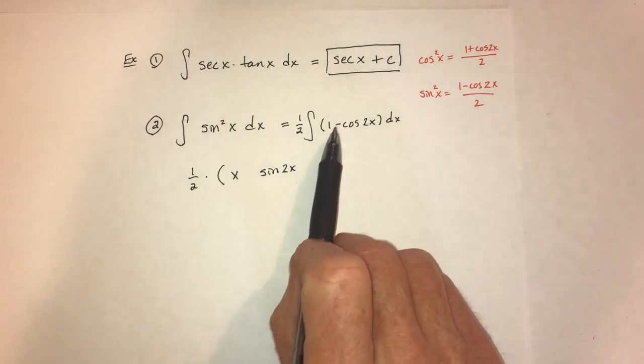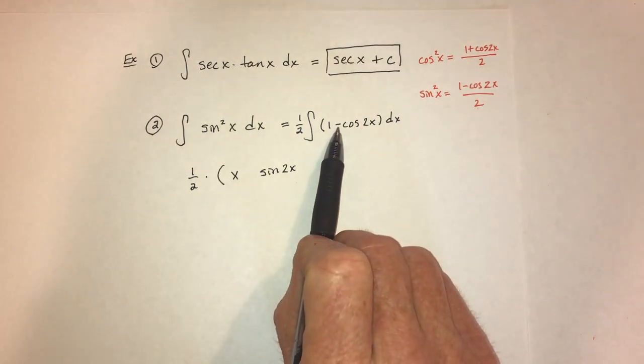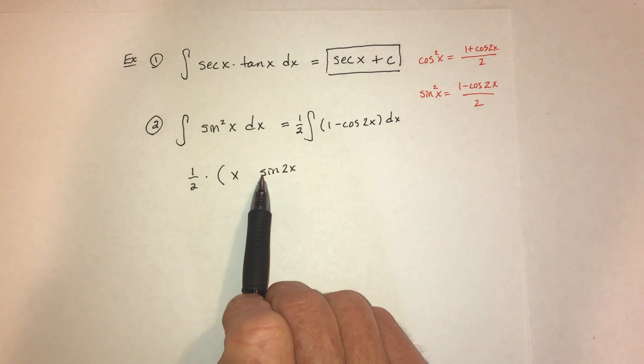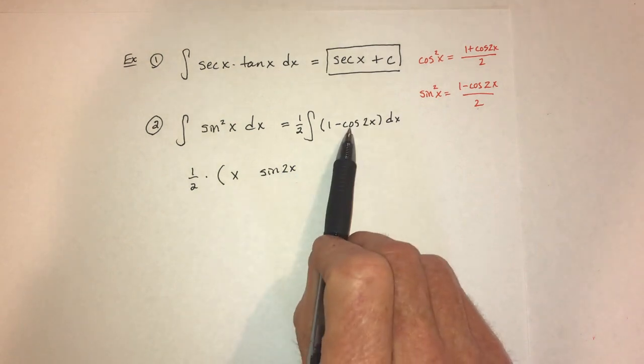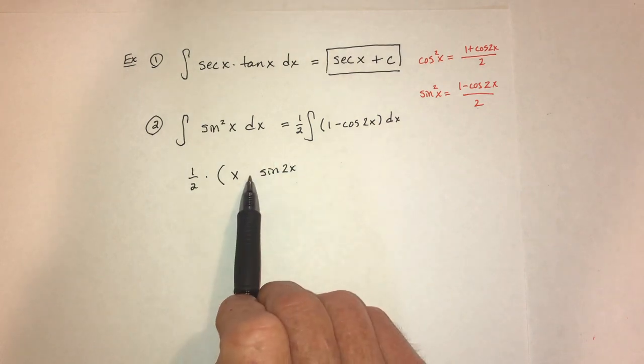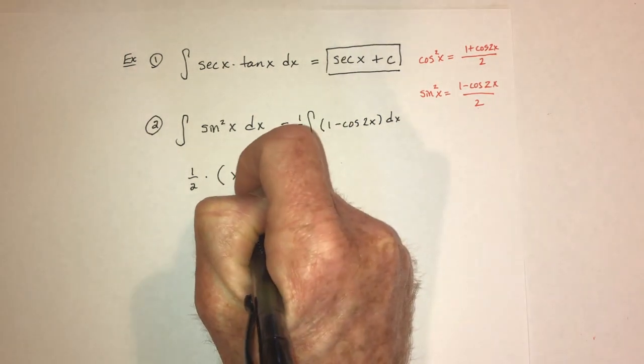Now I need to decide, do I leave the negative there? Well, the derivative of sine is just cosine, so if I just leave this here, that will give me the cosine, and I need the negative to be right there.